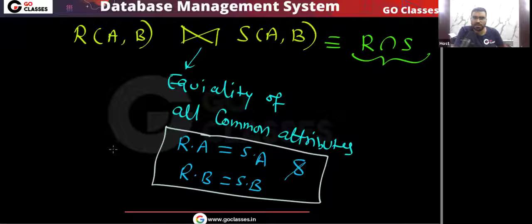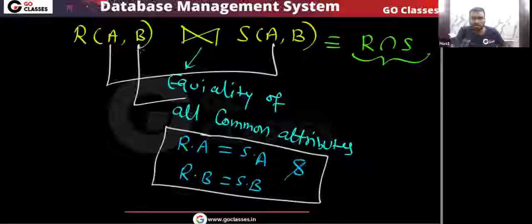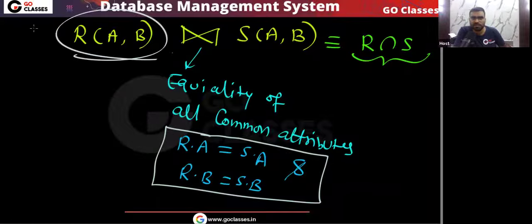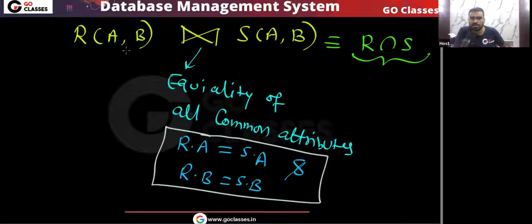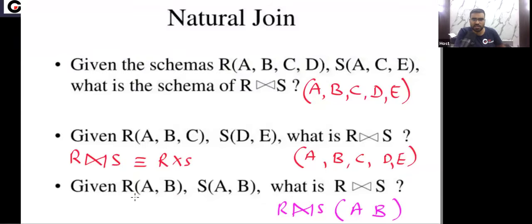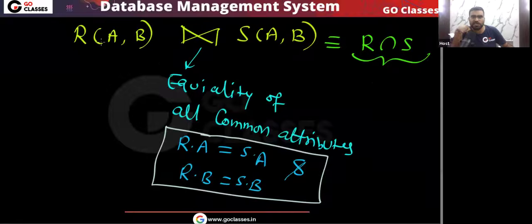Very simple point, right? Because you are checking equality of common attributes, this must be equal to this. In the answer, the schema will be AB. You can see R(A, B) as AB. The schema of natural join will be this AB. Yes or no? Only two attributes, because we only write one copy of the common attributes. So finally, I am saying that this natural join is the same as intersection.